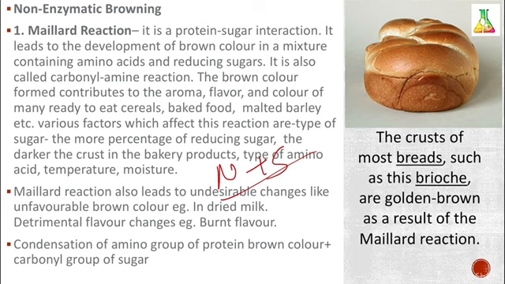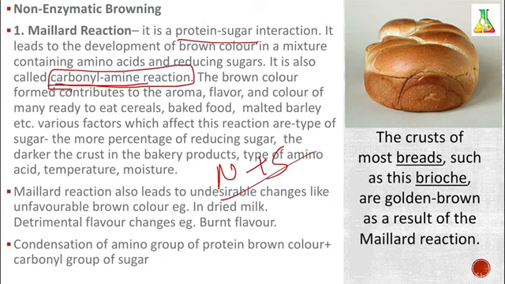Let us see what is written here. It is a protein-sugar interaction, a protein-carbohydrate interaction. Sugar is essentially 100% carbohydrate. It leads to the development of brown color in a mixture containing amino acids and reducing sugar. It is also a carbonyl-amine reaction. Why is it known as a carbonyl-amine reaction? Because the carbonyl group of acyclic sugar readily combines with the basic amino group of proteins, peptides, and amino acids.